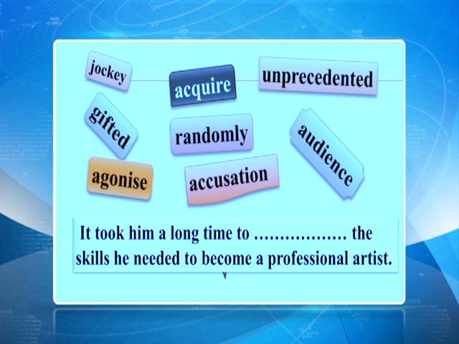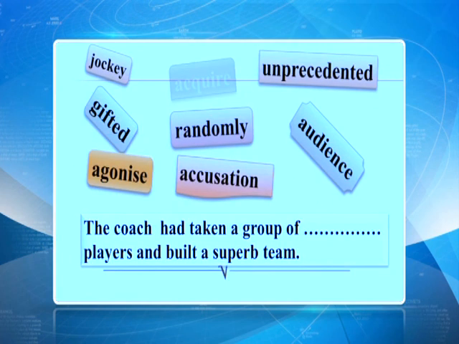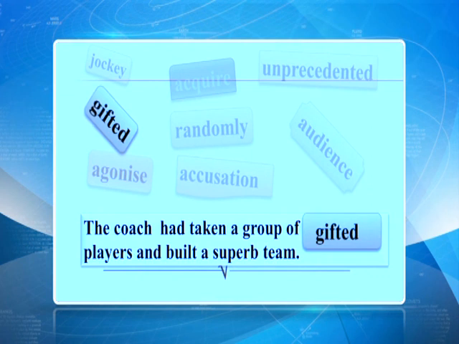It took him a long time to the skills he needed to become a professional artist. Now, if someone wants to be a professional artist, what is the right word to be chosen here? Acquire. Good. Now let's see another example. The coach had taken a group of players and built a superb team. A superb team means excellent people, people who are very skillful. So how do we describe them? We can say that the right choice is gifted.